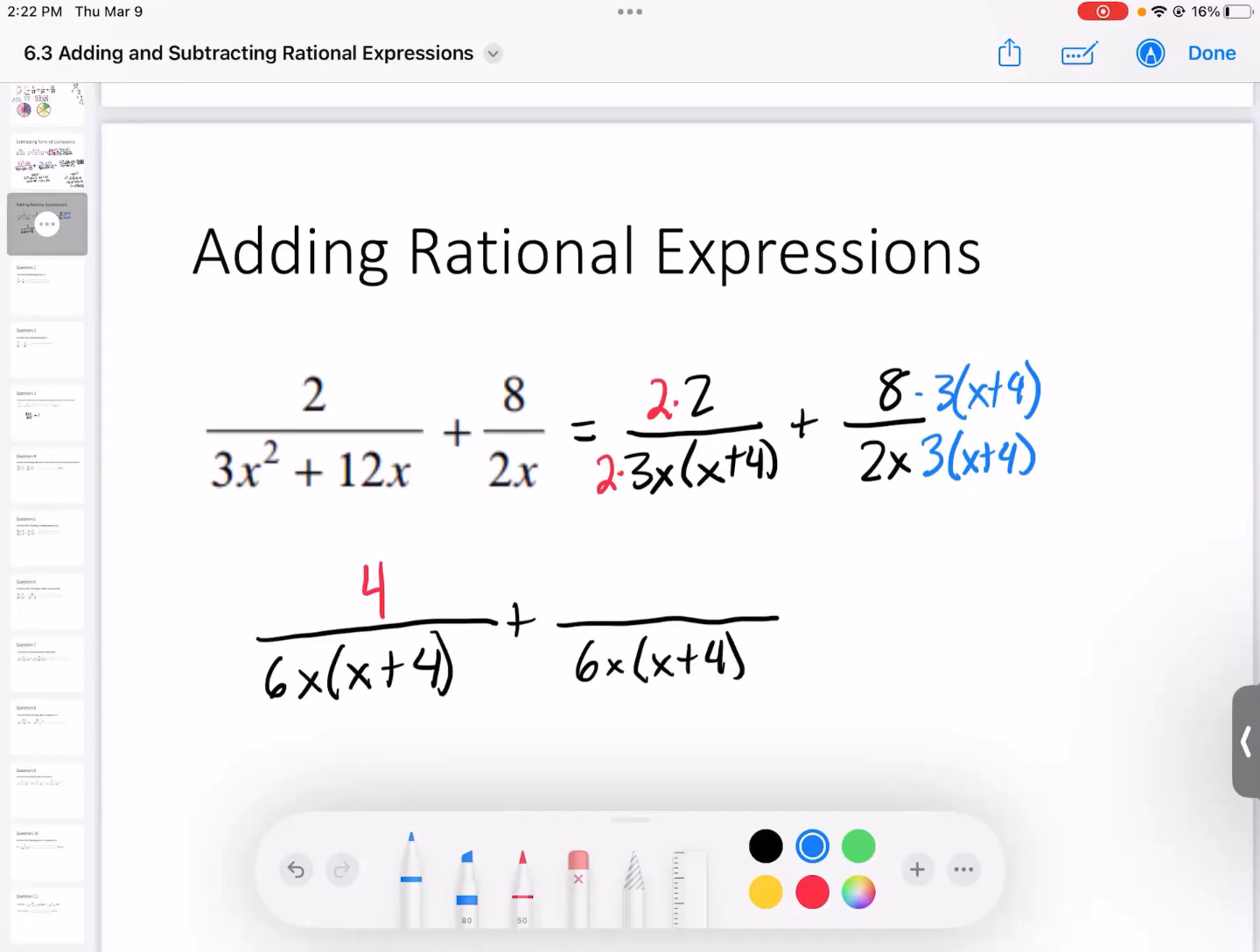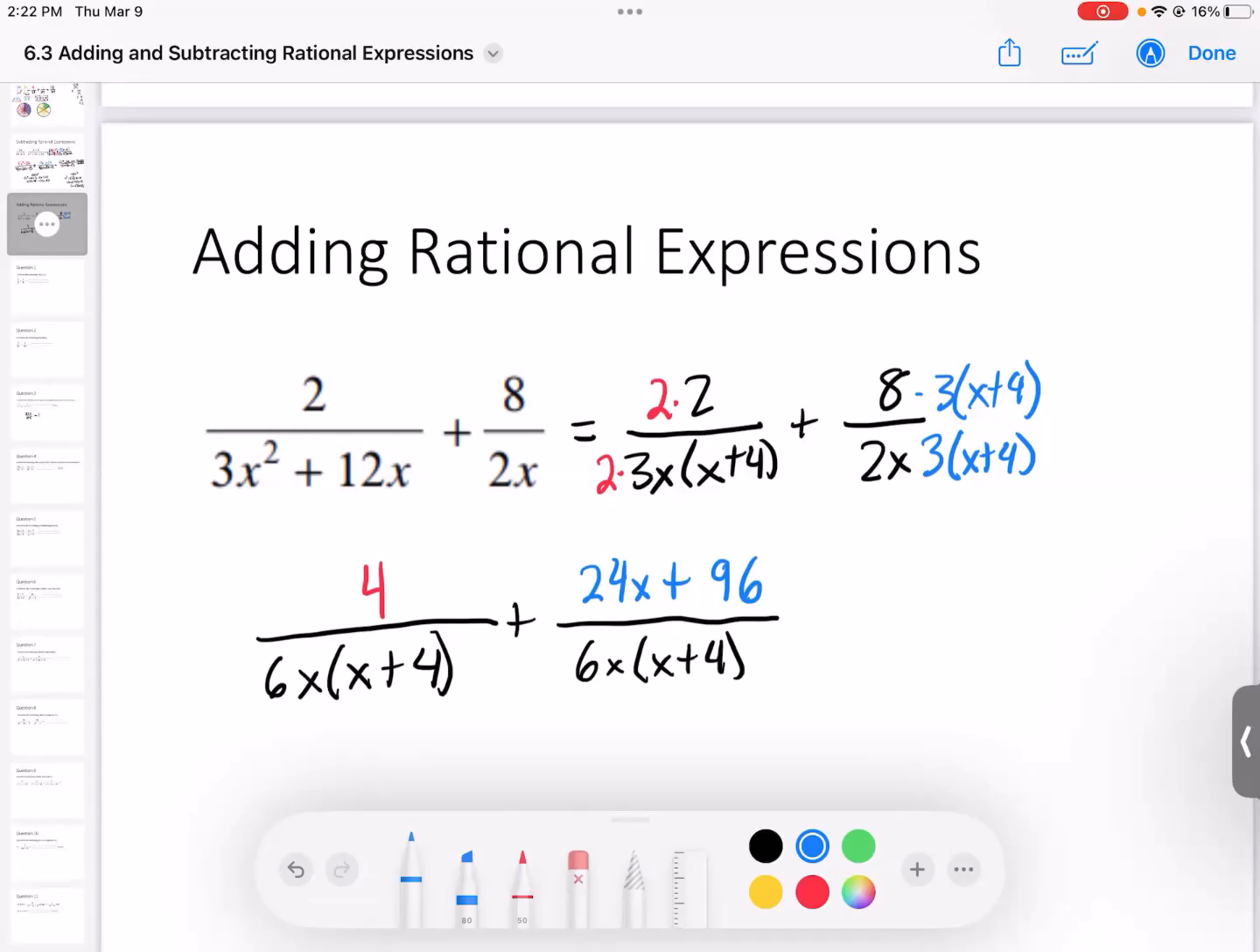Okay, so if I want to simplify this, I know that 8 times 3 is 24. And then if I do 24 times x plus 4, I'm going to get 24x plus 24 distributed to 4. Is that 96, I think? Because 8 times 3 is 24. Then if I do 24 times 4, that's 96. Okay, is everybody good with where that came from?